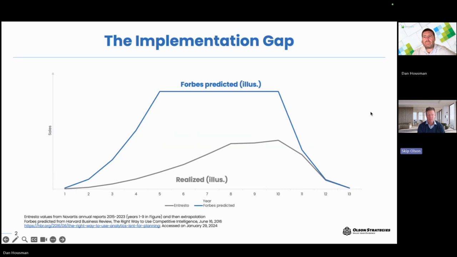They saw the results of Entresto. They saw the 20% reduction. That wasn't enough to change their behavior to say, oh, wonderful drug, I'm going to start prescribing tomorrow. And the question is, well, this kind of behavioral change, this is an implementation barrier. How do you implement a new product into the marketplace?